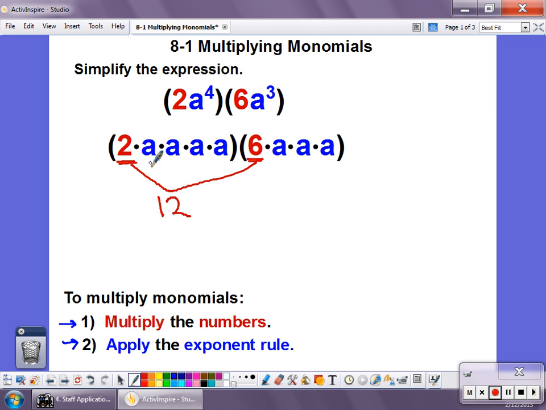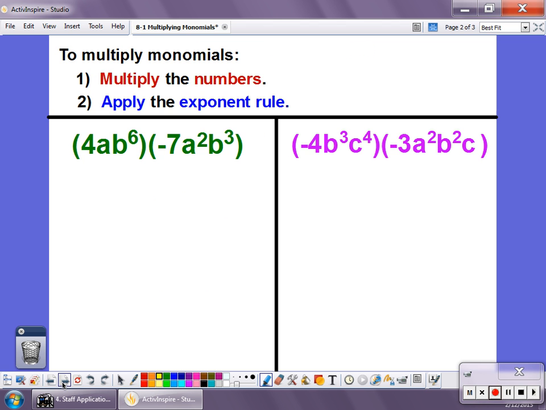The product rule says when you have two bases that are the same and you're multiplying them, that you add your exponents together. So we're going to take this a to the fourth, this a to the third, combine it together, and we see we have a total of 7 a's, which gives us a to the seventh. So our final answer is 12 a to the seventh. Okay, we can do some more complicated problems the same exact way.